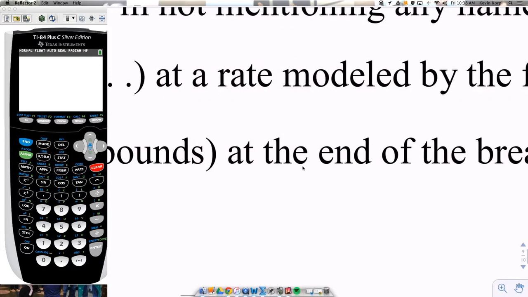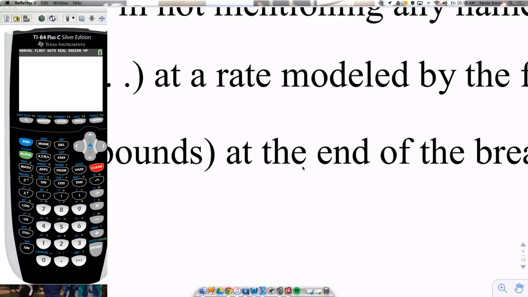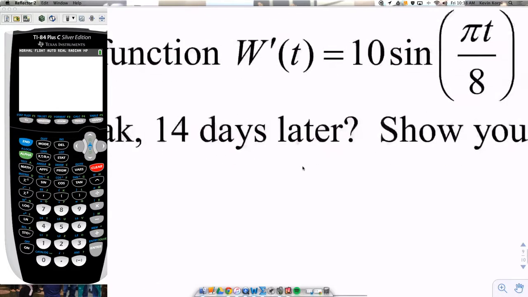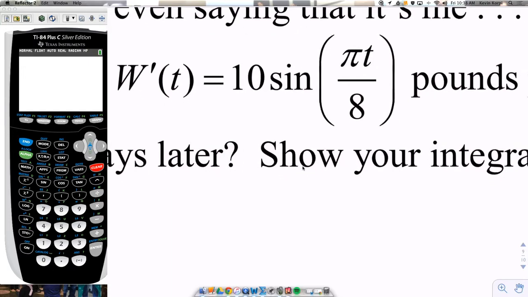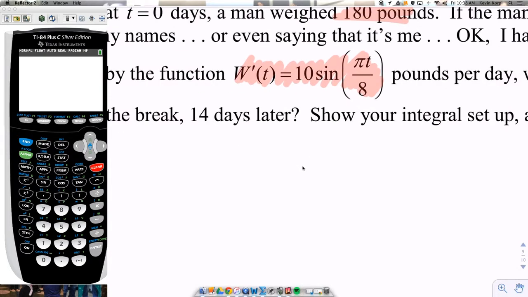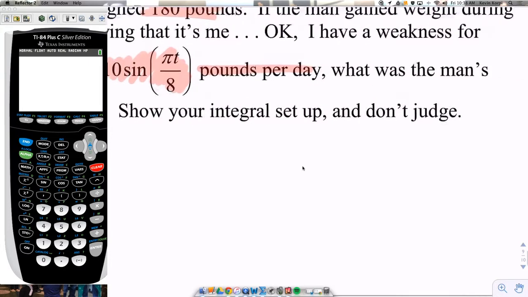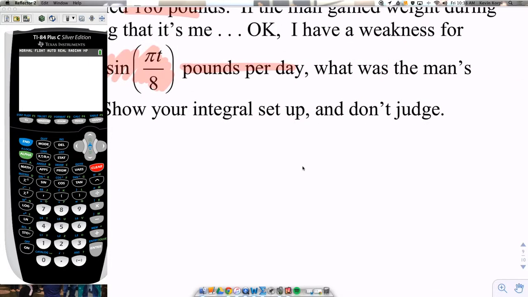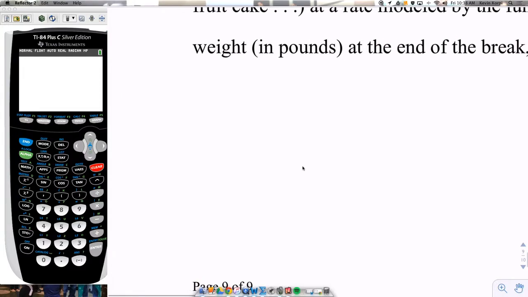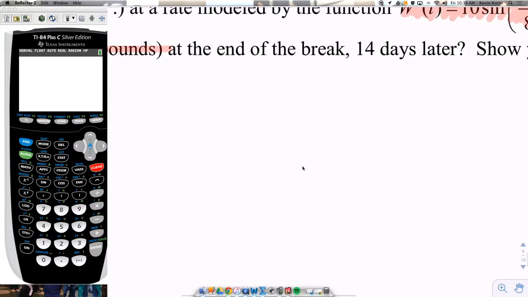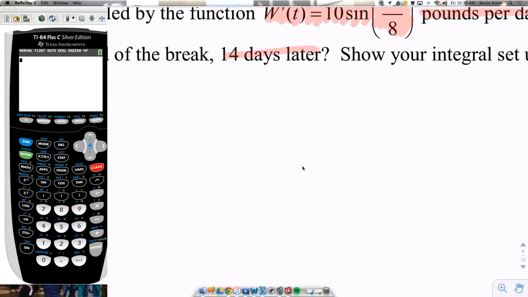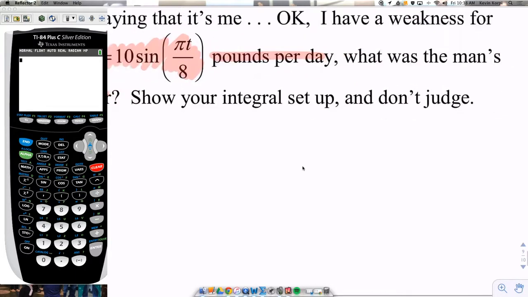But if he gains weight, this unknown individual, this male, at a rate that's modeled by this function, so now if the man knows the function that models how fast he gains weight, he must be some kind of math dude. Pounds per day. Oh goodness, pounds per day. Hitting the chocolate-covered pecans pretty hard. What was the man's weight in pounds at the end of the break 14 days later? Show your integral setup and don't judge.